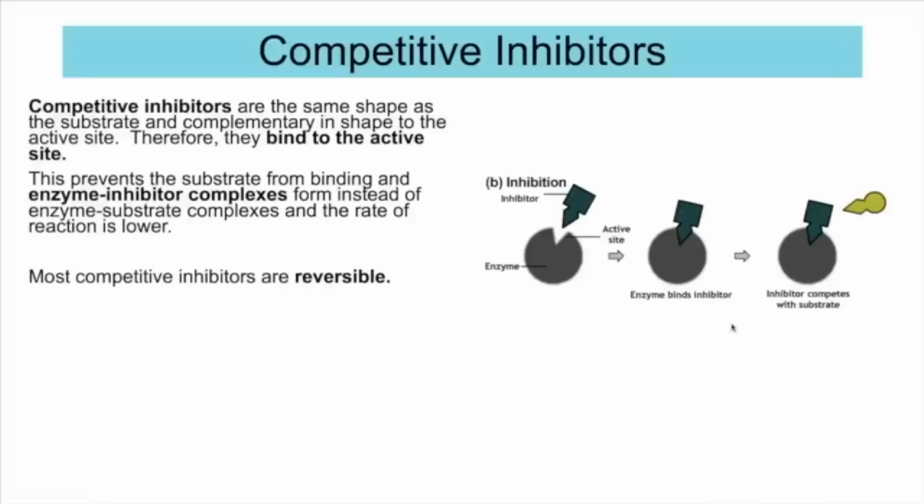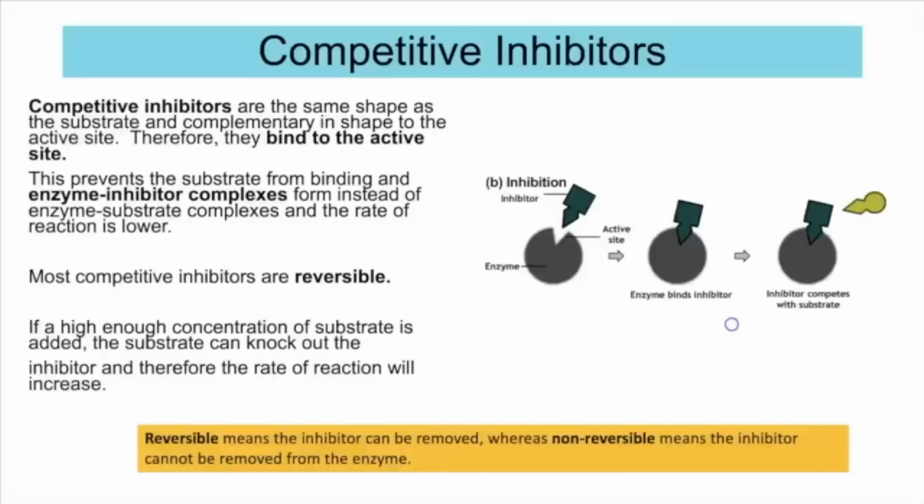Now, most competitive inhibitors are reversible, and reversible means that they can be removed from the enzyme. Whereas if it was non-reversible, that means it's permanently bound to that enzyme. Now, the relevance of that is, if you were to add in a much, much higher concentration of substrate, they would actually start colliding and banging into the inhibitor, knocking the inhibitor out, and therefore the substrate would then be able to bind. So with competitive inhibitors, at high concentration of substrates, they actually don't have any impact anymore.